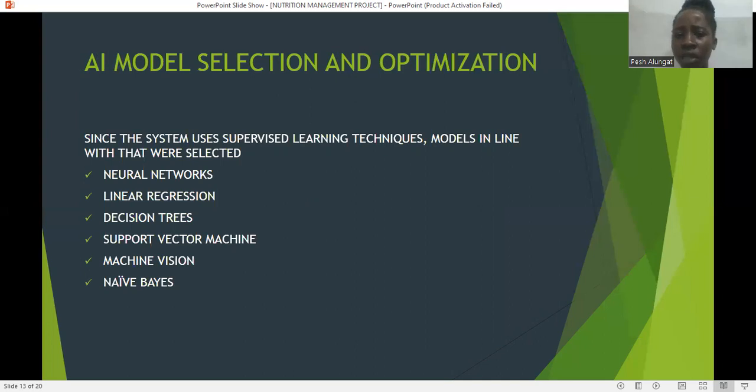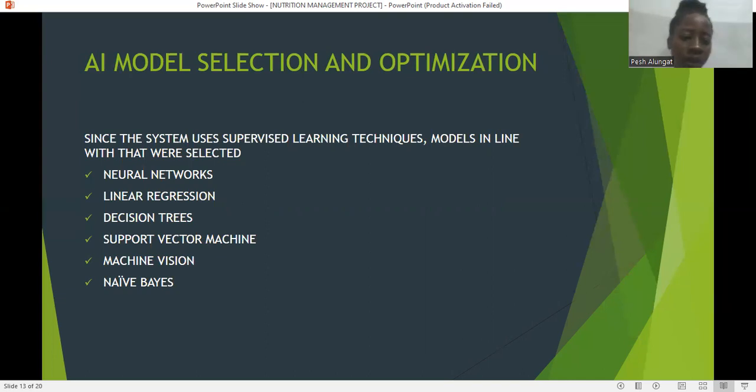So the AI model selection and optimization, we had to come up with parameters of which these models are contributing to the project. So we have the neural networks model, we have the linear regression, we have the decision trees, the support vector machine, and the naive Bayes. The linear regression is a predictive model. So it predicts what is going to be, it looks at the previous occurrences and is able to analyze and predict what we can expect to see in the near future.